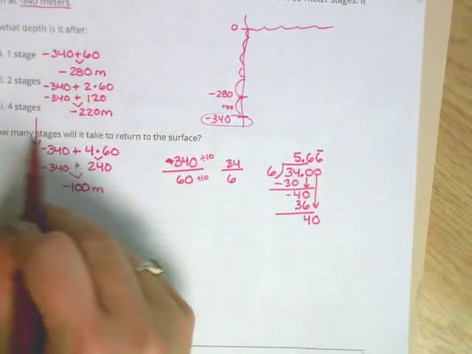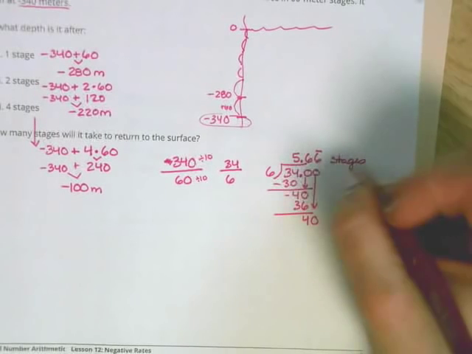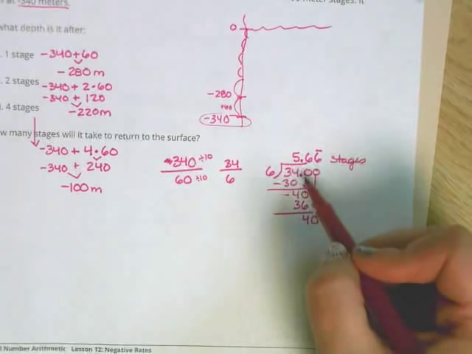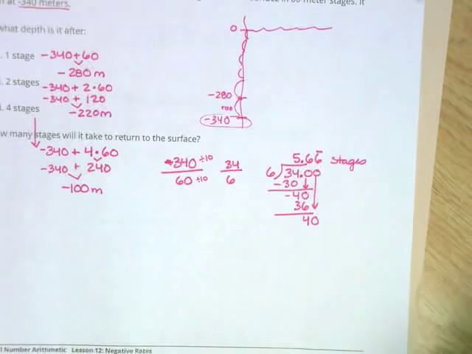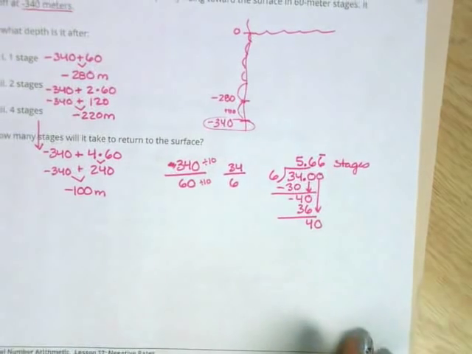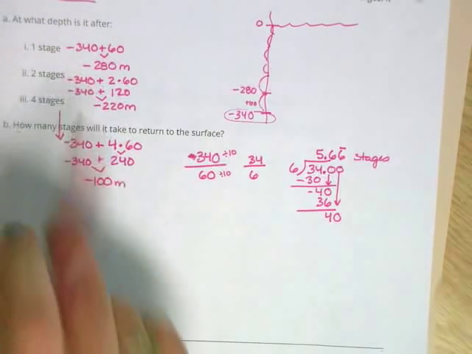How many stages? Well, we probably can't have 5.6 stages. So at 5 stages, it won't quite be to the surface, and then they're going to be able to rise up a little bit more right there. Right, so that just gave us some more division practice and some more practice with adding with the positives and negatives.